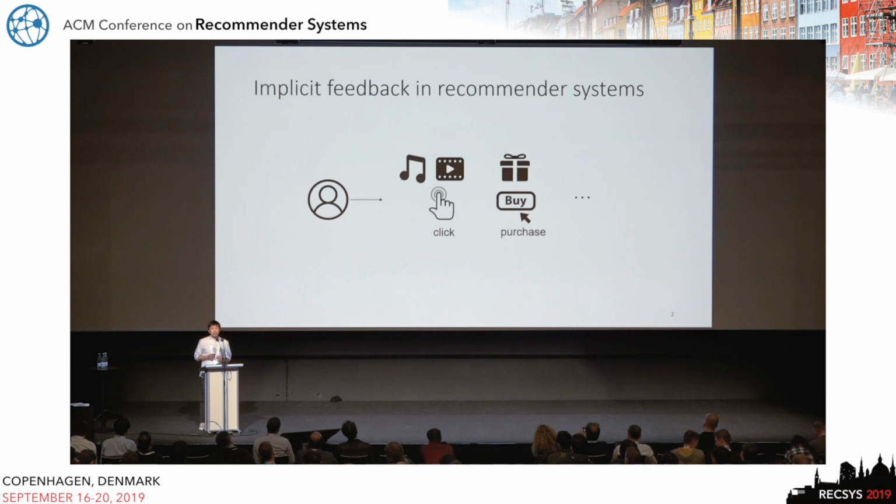Implicit feedback is used in recommendation systems to train and model user preferences. What we mean by implicit feedback usually refers to user behavior such as clicks, views, and purchases. It appears in large quantities and is readily available for training machine learning or, more recently, deep learning-based models.